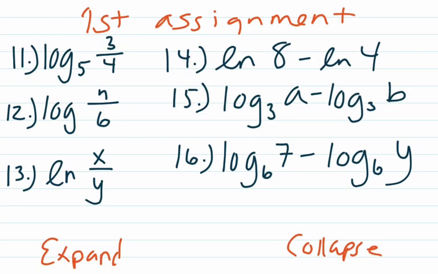And here they are. As with last time, I will read them out loud just in case there's anything that you can't read. Number 11, log base 5 of 3 over 4. 12 is log of n over 6. 13 is the natural log of x over y. 14 is the natural log of 8 minus the natural log of 4. 15 is log base 3 of a minus log base 3 of b. And 16 is log base 6 of 7 minus log base 6 of y.